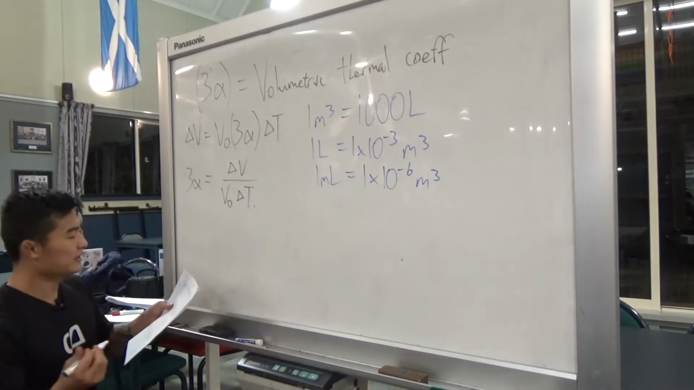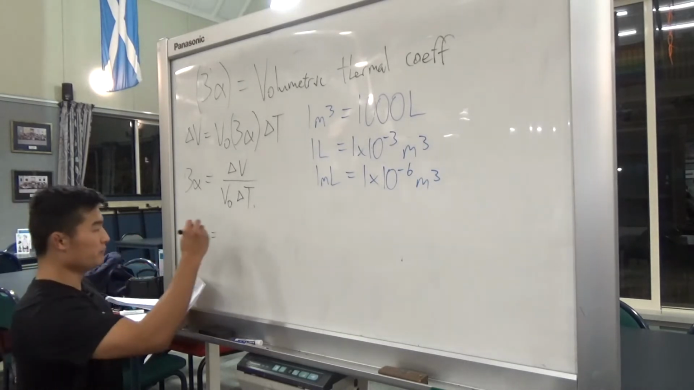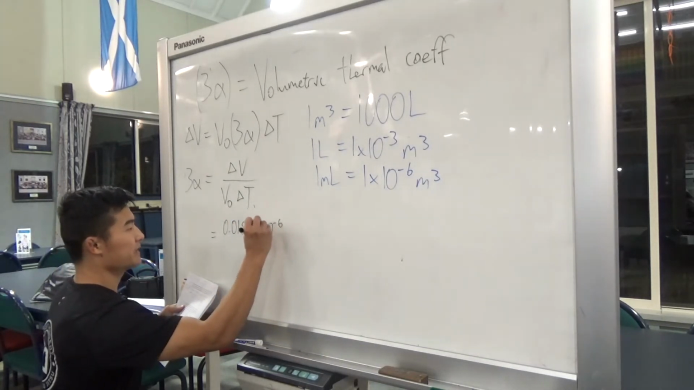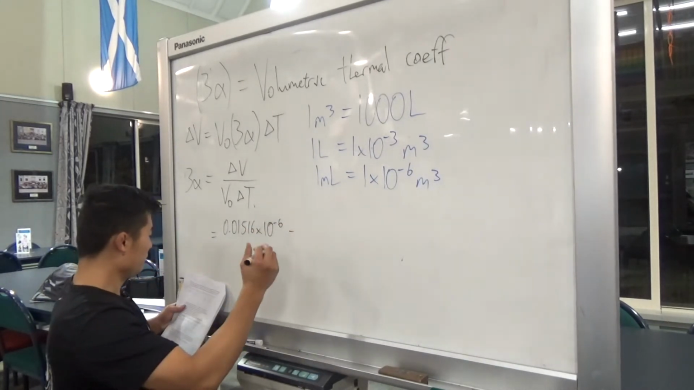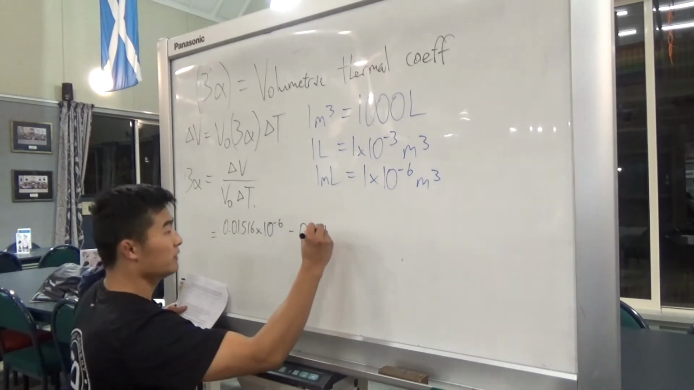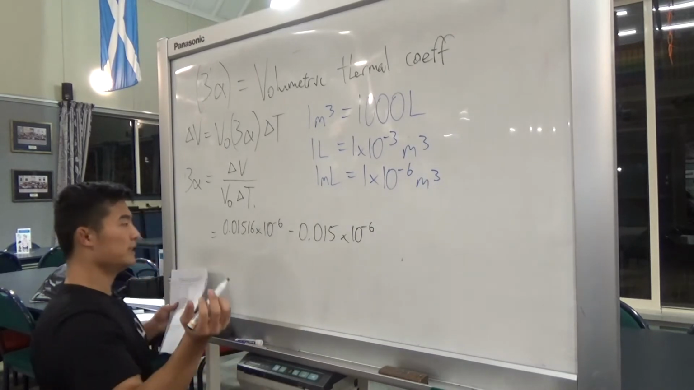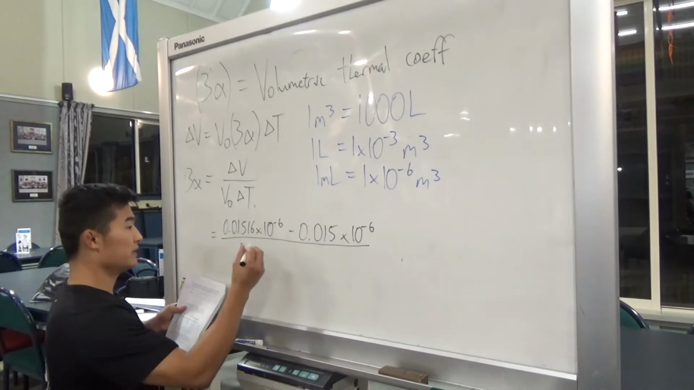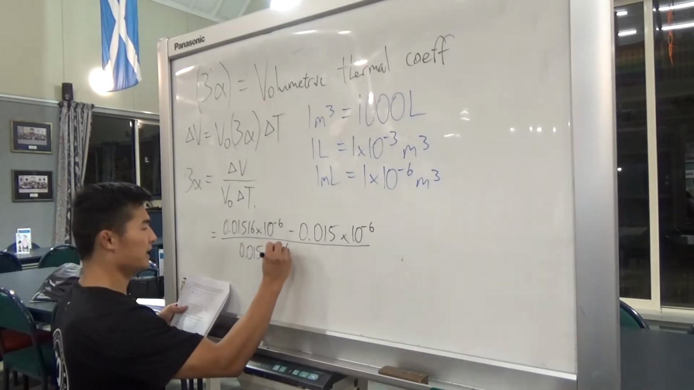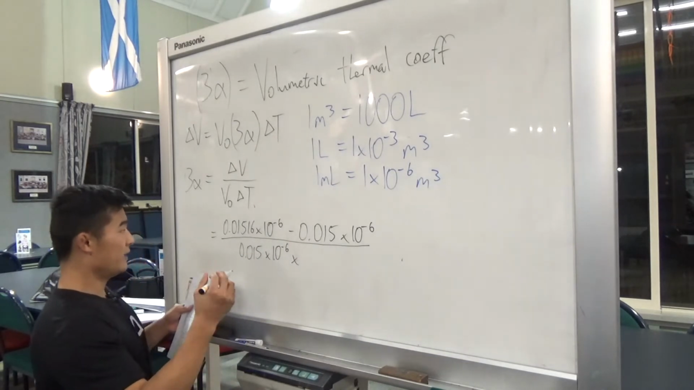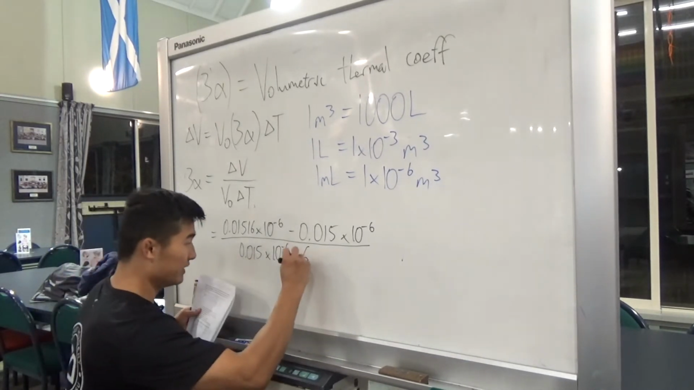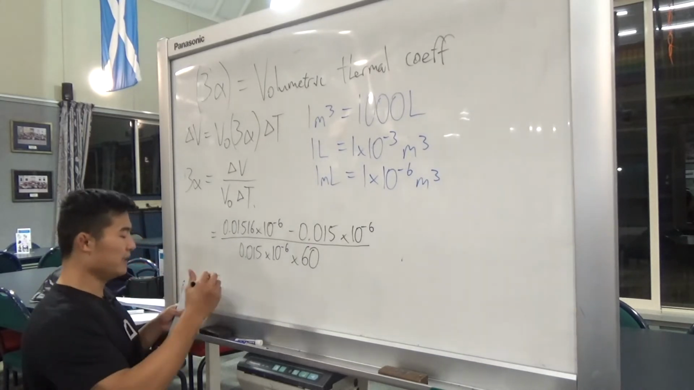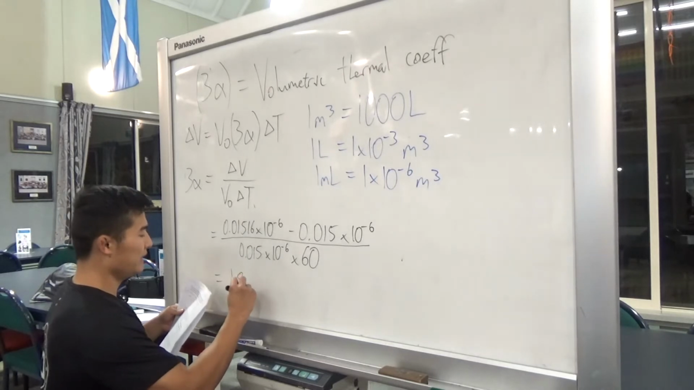So here we're talking about milliliters, so our change in volume is going to be our final volume, which is 0.01516 times 10 to the negative 6, minus our initial volume, which is 0.015 times 10 to the negative 6, because that's in meters cubed. And that's going to be over our original volume, which is 0.015 times 10 to the negative 6, multiplied by our change in temperature. So our change in temperature is just 60. Okay, so that's going to be 1.7777 times 10 to the negative 4, or you can round it to 1.8 times 10 to the negative 4.